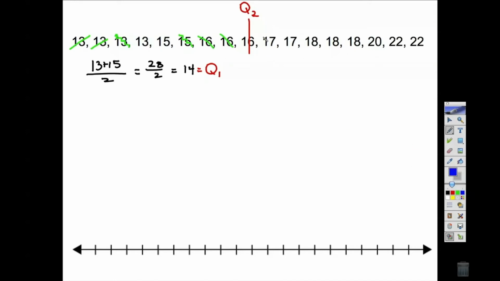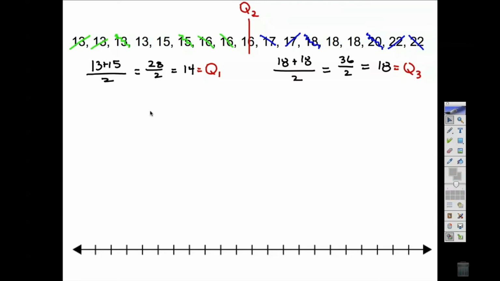Over here, we need to do the same thing. Very similar, I should say. Here's the first, here's the first. Second, second. Third number crossed out, third number crossed out. What number is between 18 and 18? There is no number in between, so that means 18 is going to be the third quartile. And here's the math to prove it: 18 plus 18, and then divide that by 2. That equals 36 divided by 2, which is 18. And that there is our third quartile.